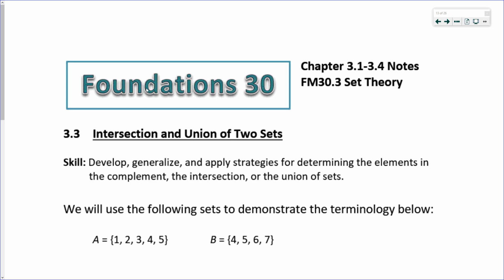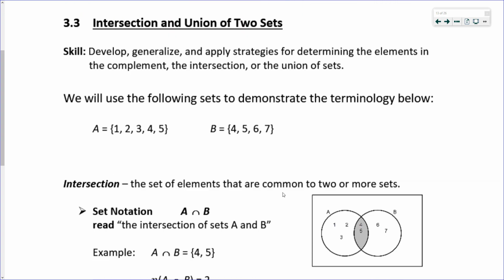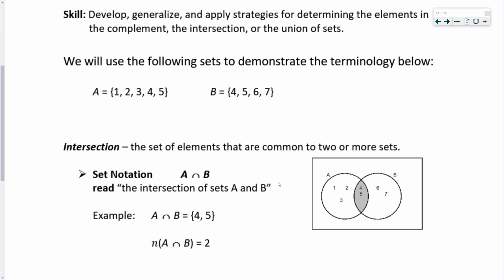For the couple of examples that I'm going to talk about right now, we'll use the following sets to demonstrate the terminology. We have set A, which is 1, 2, 3, 4, 5, and set B, which is 4, 5, 6, and 7. If we're talking about an intersection, that is the set of elements that are common to two or more sets.